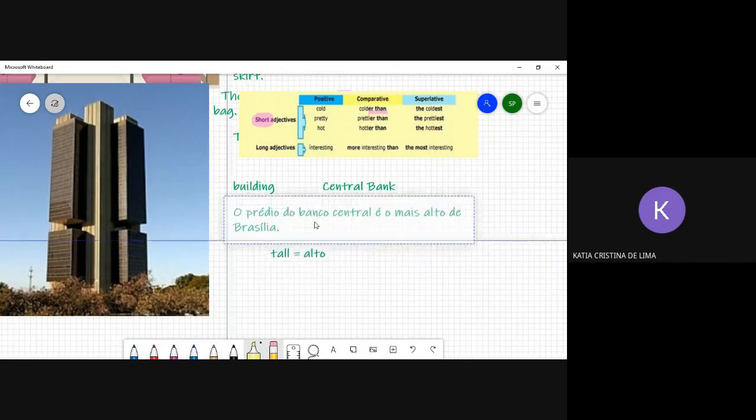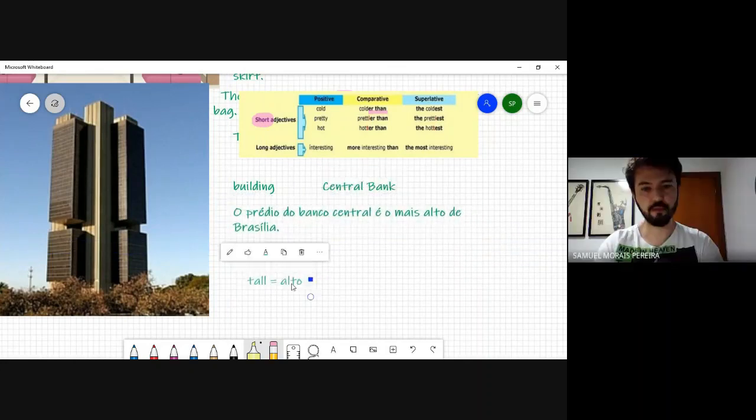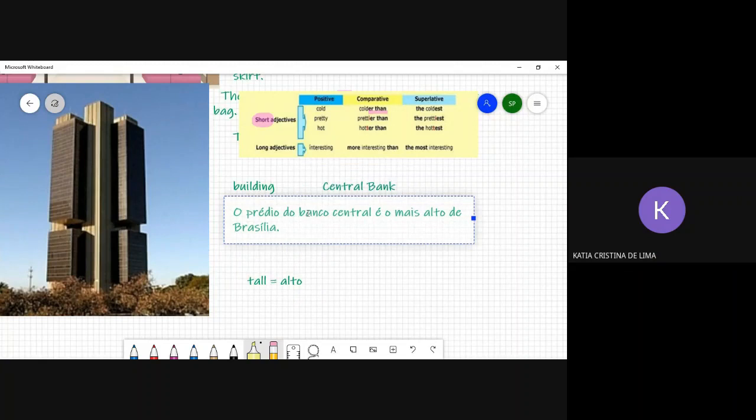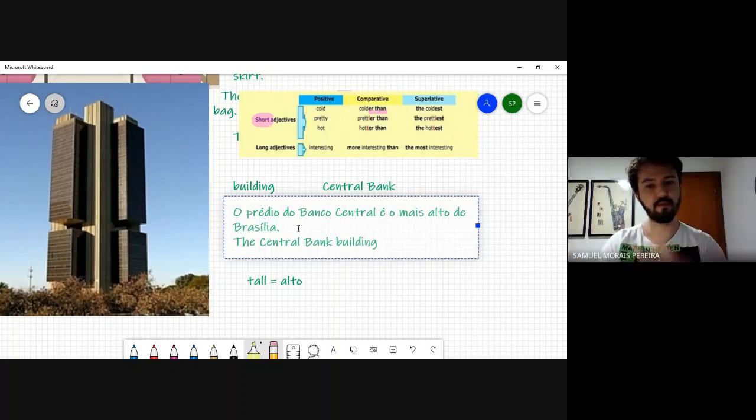The Central Bank building is the tallest in Brasília, né? In Brasília. So, yes. Yes, the Central Bank building is the tallest in Brasília. Tá vendo, pessoal? Kátia, fica aí, tá? So, the tallest in Brasília.